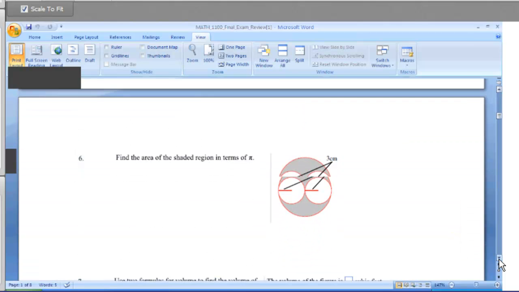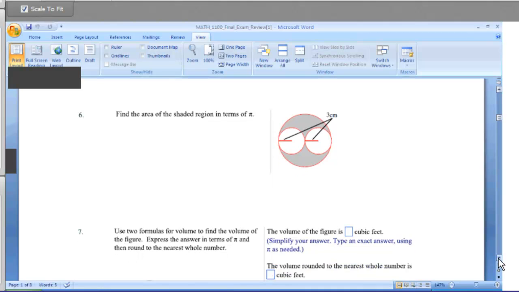All right, number 6 is a little bit more interesting. So we need to find the area of the shaded region in terms of pi. First, we need to find the area of the whole circle. So we need the big circle minus the 2 little circles. And that's going to give us the shaded region.